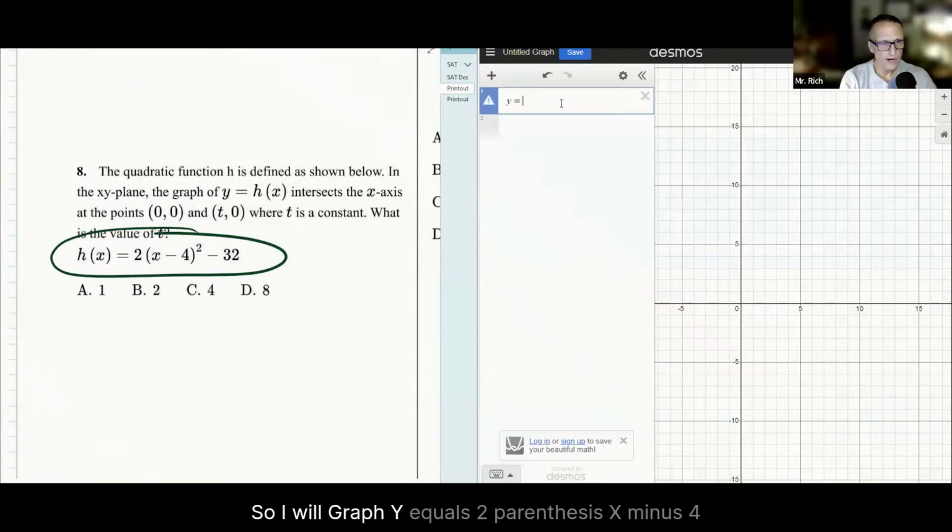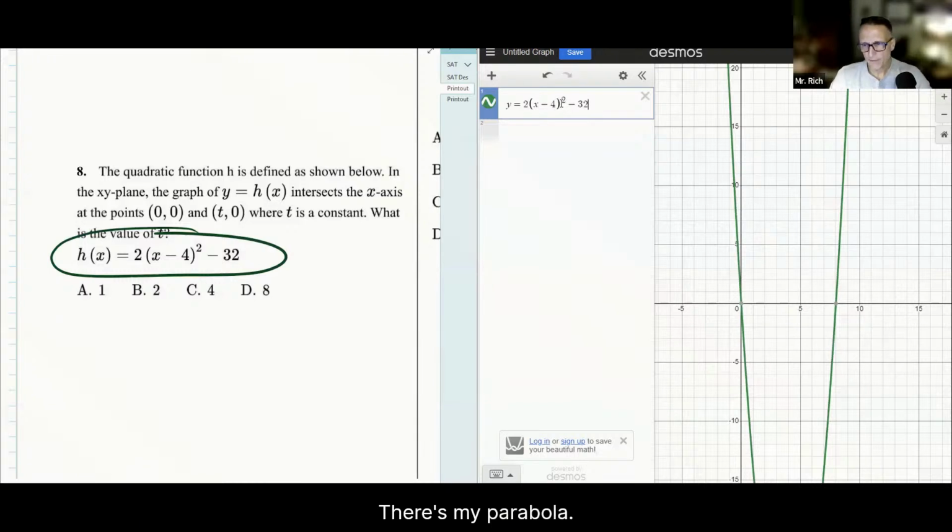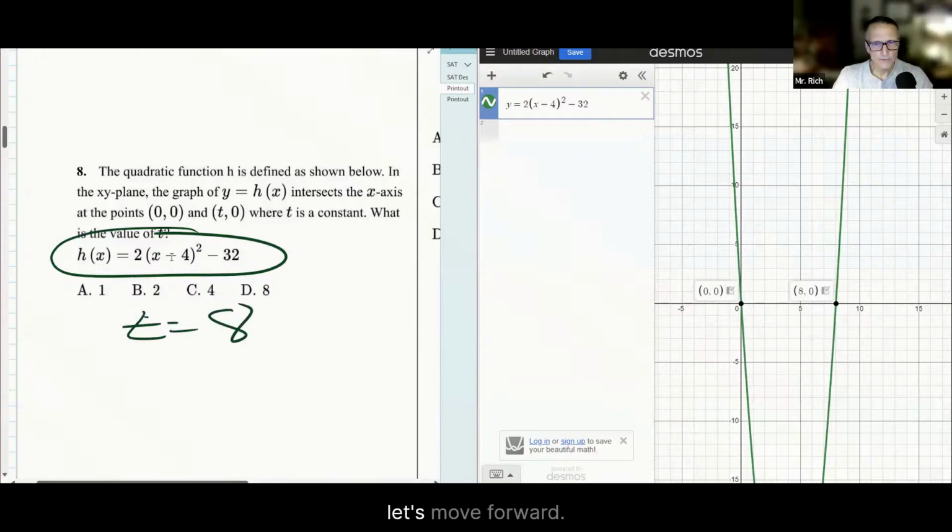So I will graph y equals 2 parentheses x minus 4 squared minus 32. There's my parabola. Sure enough, it does cross the x-axis at 0, 0, and then over here at 8. There we go. t is equal to 8. Got it. Okay, let's move forward.